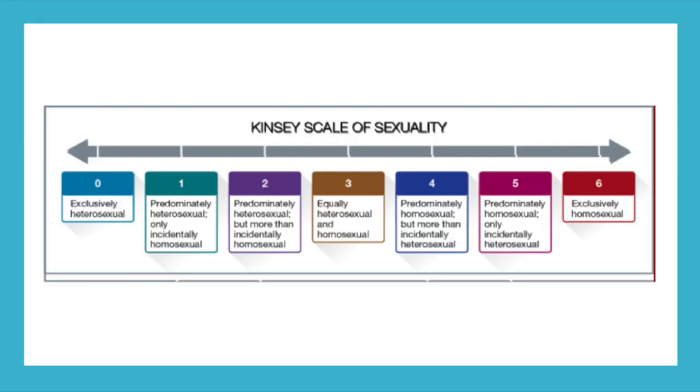The continuum model that we're looking at is the Kinsey scale of sexuality, and you can see on one end is exclusively heterosexual, while on the other end was exclusively lesbian or gay, and in the middle is equally heterosexual and homosexual, or what we usually refer to as bisexual. The point of this model is to show that while some people may identify as exclusively attracted to a certain sex, other people may fall somewhere in between, and that's okay too.